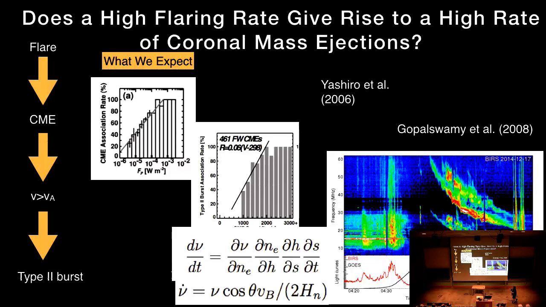The observables are the frequency drift rate, which you can constrain from the observations, the frequency, which is another observable, and then the only other free parameter is this exciter speed. So that's how fast the CME is traveling through the atmosphere. And this is an example of one of these type 2 bursts on the sun.